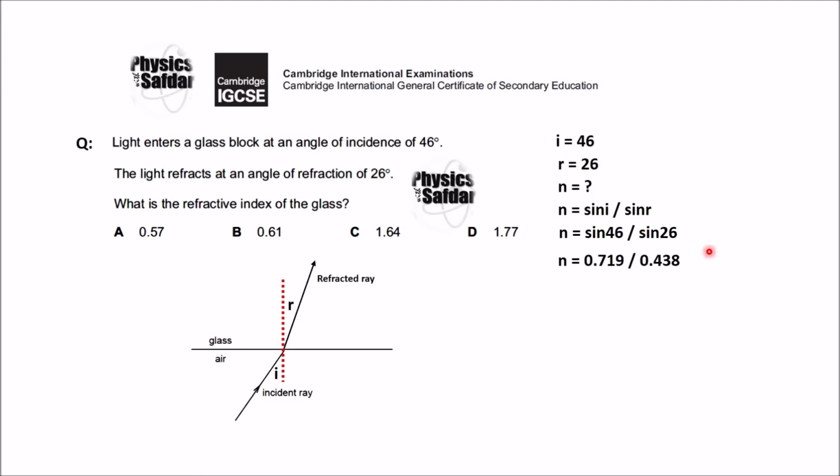When you check with the calculator, sin 46 gives 0.719 and sin 26 is equal to 0.438. Divide the numbers, then you get refractive index 1.64. Now you can check your calculation with the options. So option C is the same as you calculated. So option C is the right answer.